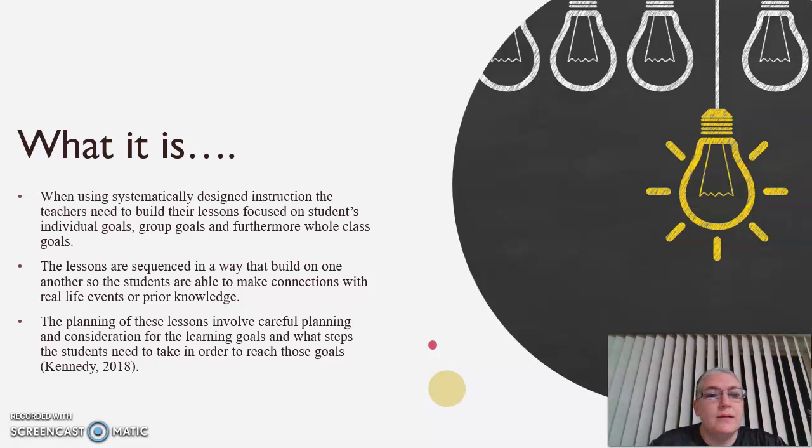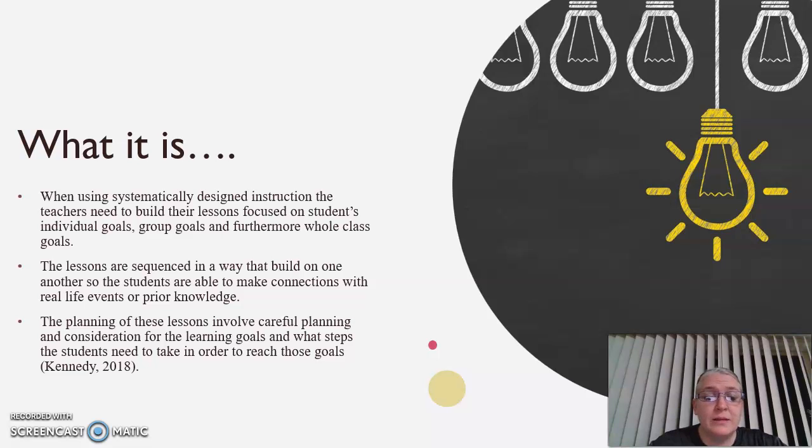What it is. When using systematically designed instruction, the teacher needs to build their lessons focused on students' individual goals, group goals, and furthermore, whole class goals. The lessons are sequenced in a way that builds on one another so that the students are able to make connections with real-life events and prior knowledge.